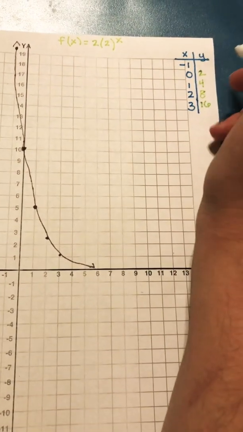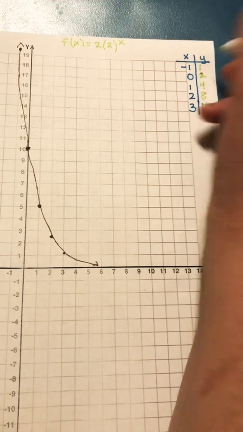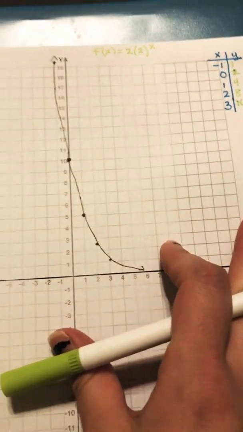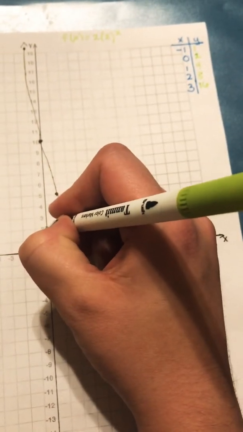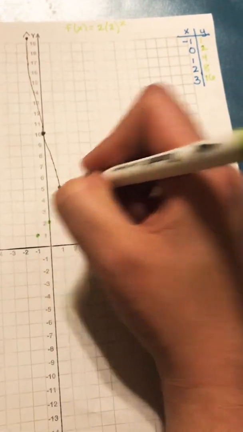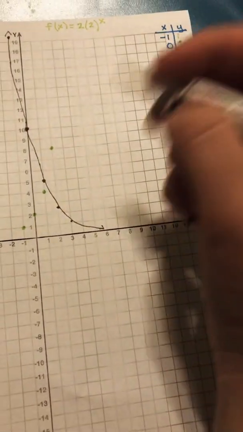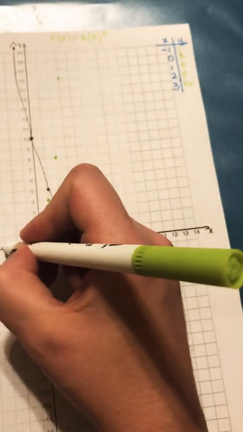And when I work backwards, the opposite of multiplying by 2 would be dividing by 2. So 2 divided by 2 would give me 1. I have enough points where I can create the graph of this exponential function. -1, 1, 0, 2, 1, 4, 2, 8, and 3, 16. I can go ahead and draw that curve.